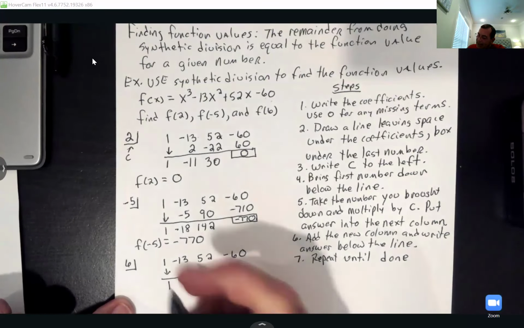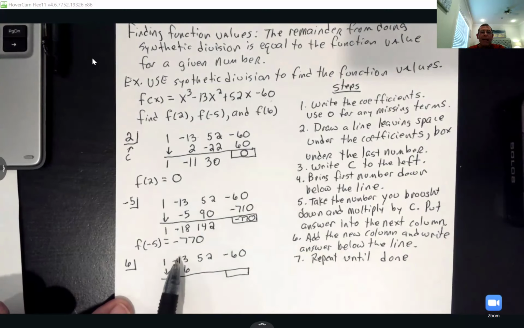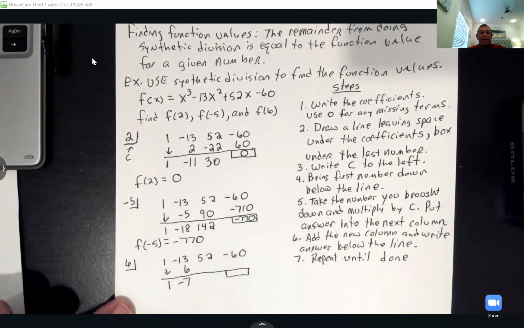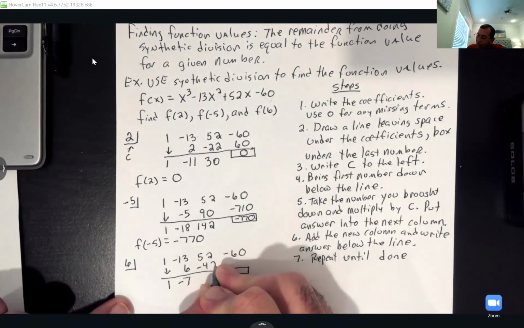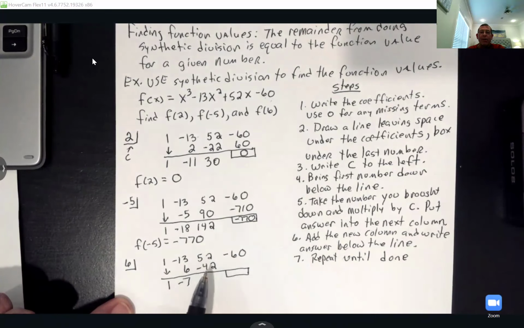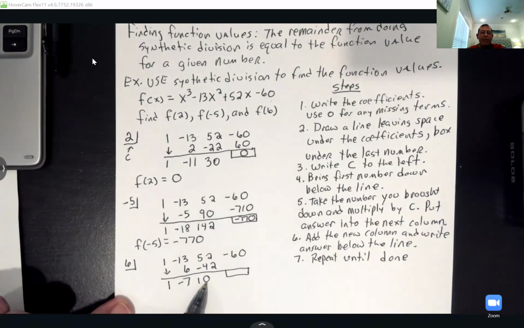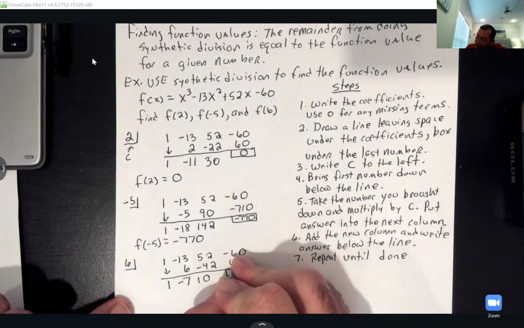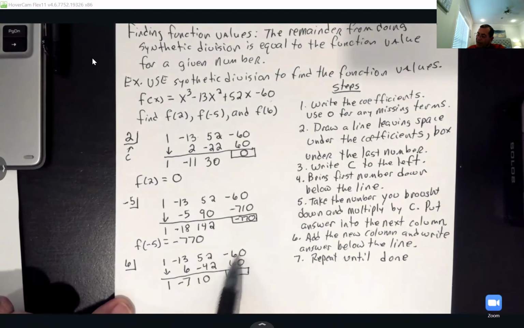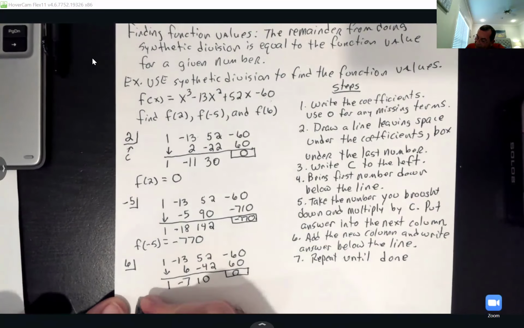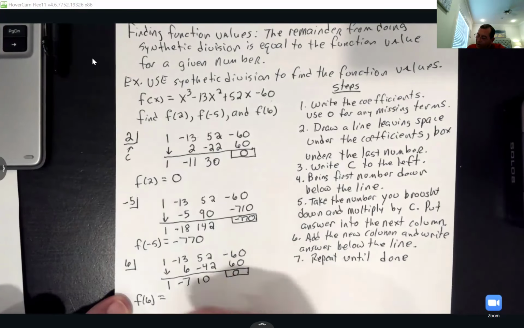1 times 6 is 6. Negative 13 plus 6 is a negative 7. All right, negative 7 times 6 is a negative 42. 52 and a negative 42 is a positive 10. And y'all look at this. 10 times 6 is 60. So negative 60 and 60 give me a 0 again. So that means f of 6 also equals 0, just like f of 2 did.